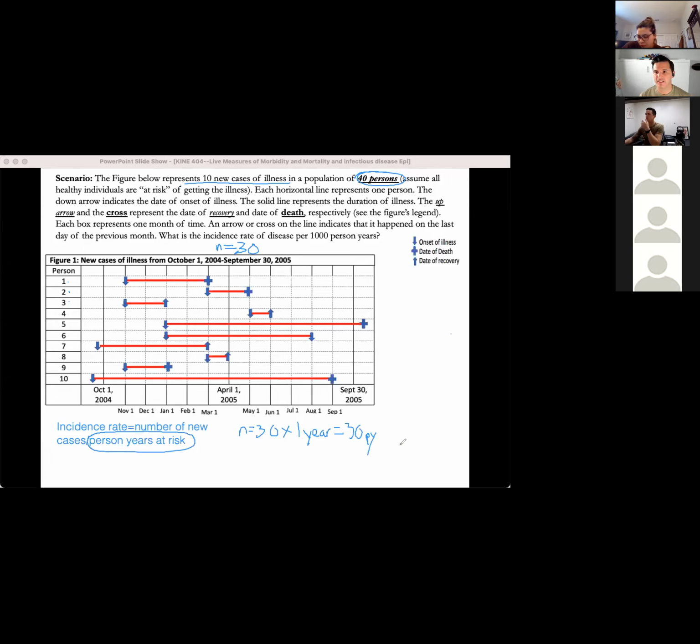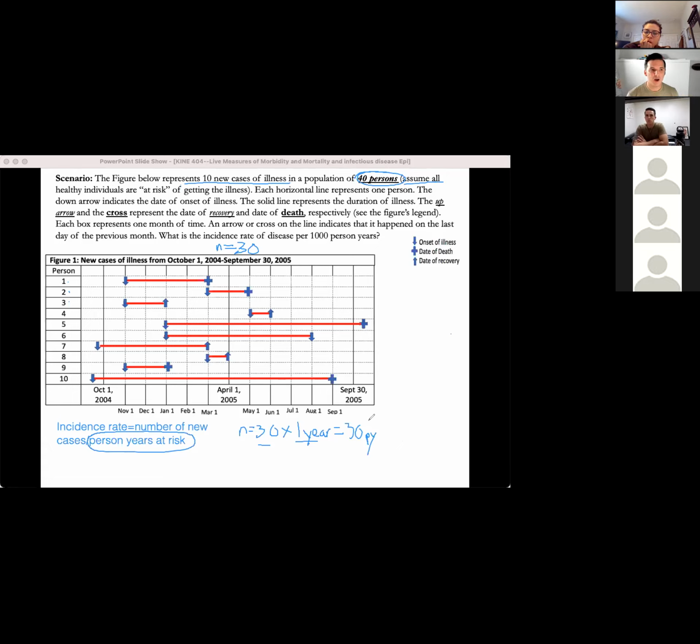Does that make sense? Is that somewhat clear? So we have 30 people who are not represented in this figure. It tells me we're assuming they're all healthy and at risk of getting the disease. We're calculating person years for that 1 year. So that means those 30 people times 1 year equals 30 person years.